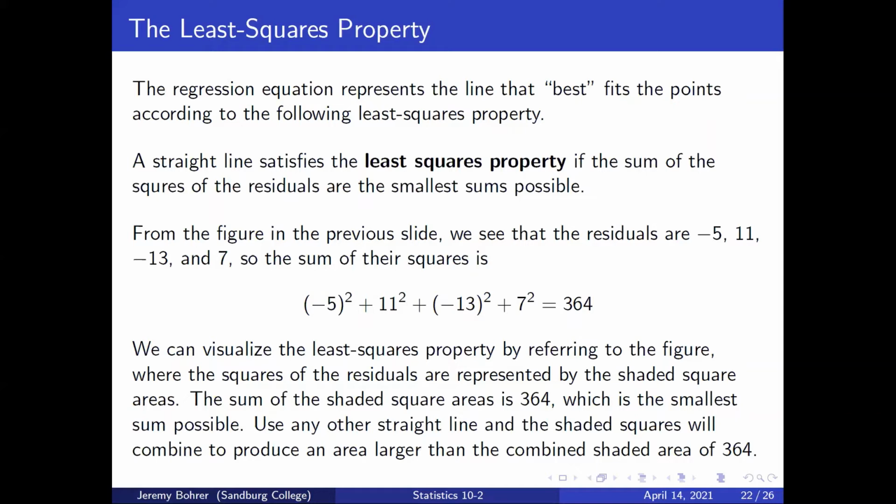We can visualize the least squares property by referring to the figure, where the squares of the residuals are represented by the shaded square areas. The sum of the shaded square areas is 364, which is the smallest sum possible. Use any other straight line, and the shaded squares will combine to produce an area larger than the combined shaded area of 364.